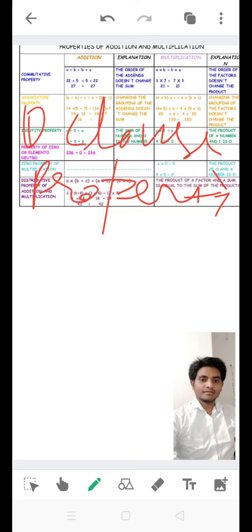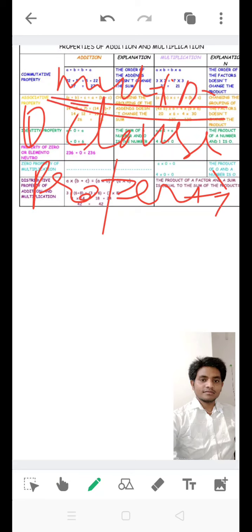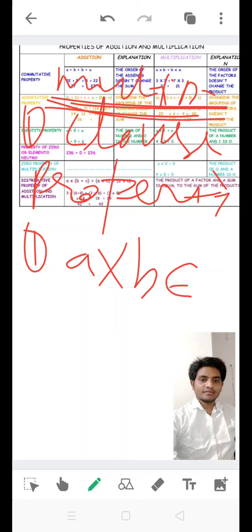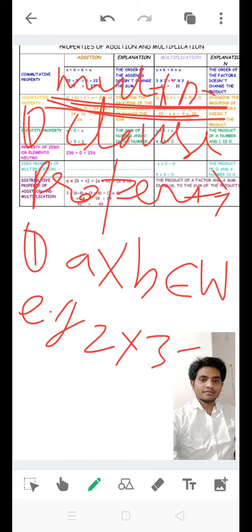In this property we discuss the operation of multiplication. First one is a into b belonging to whole number, or natural number. Example, 2 into 3 equal to 6, and 6 also belongs to whole number. Okay, dear student.